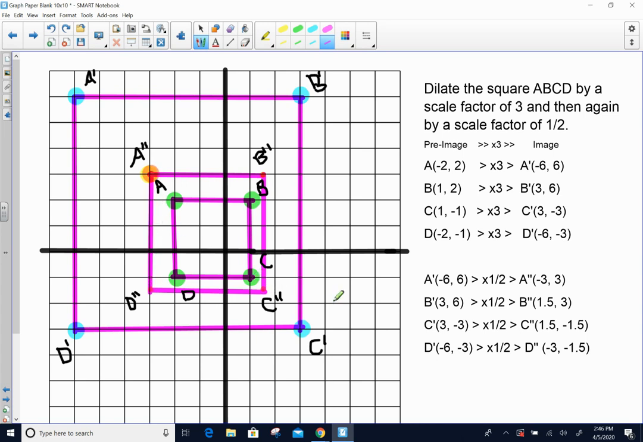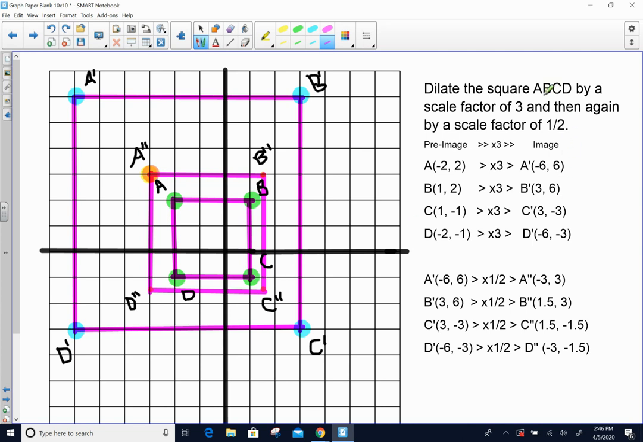All right, so something that you should notice here is that my shape itself did not change. I started with a square. When I made it larger, it was still a square. And then when I made it that large square a little bit smaller, it was still a square. So it's still the same shape. Okay, your shape does not change, just the size changes.